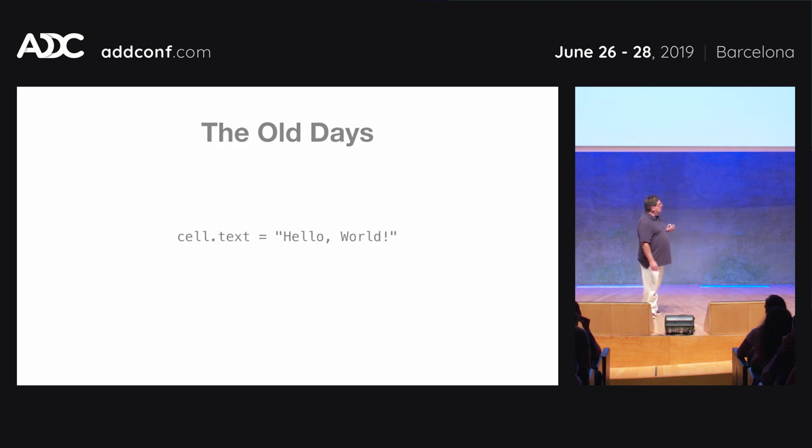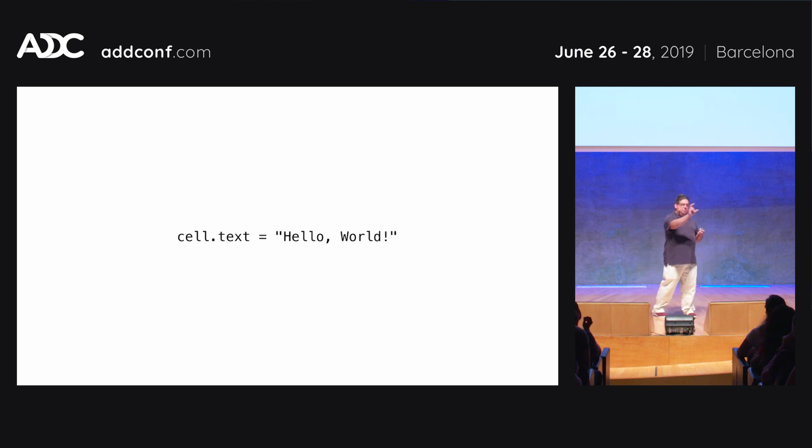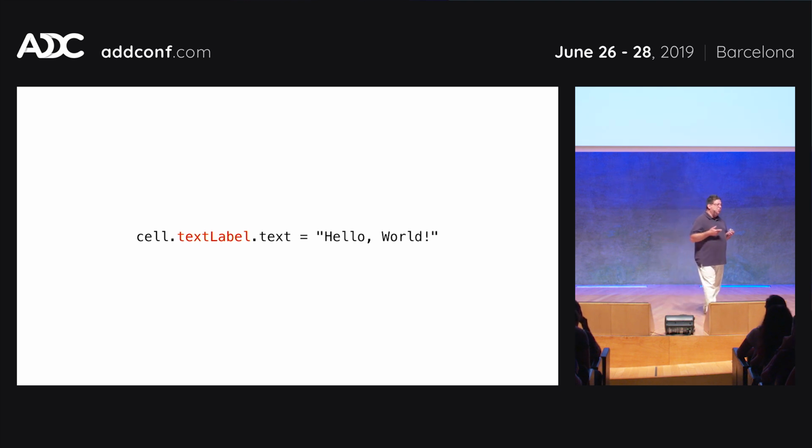When we started coding table views, we wrote them like this. We said, the text in a cell should be this. And Apple said, yeah, we're going to break all your code. You actually have to say the cell has a text label, and its text looks like this. And so all these things they've learned have come back in SwiftUI.